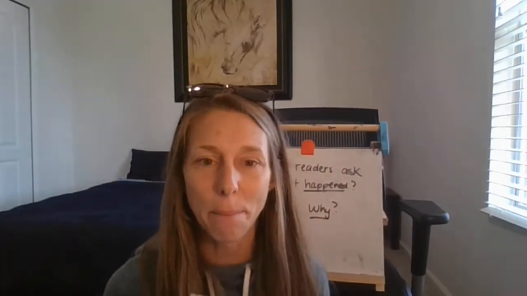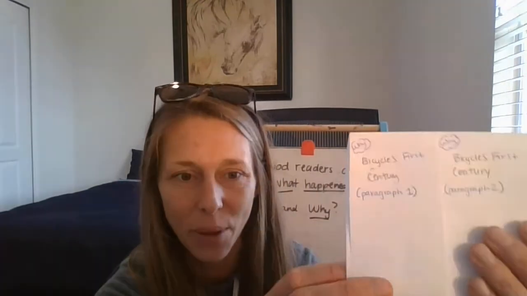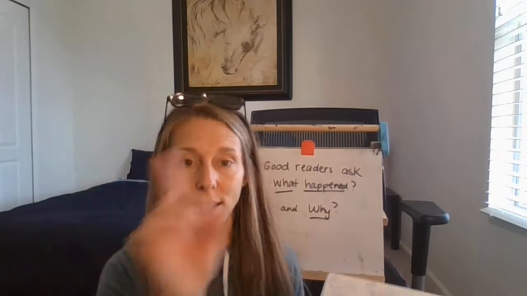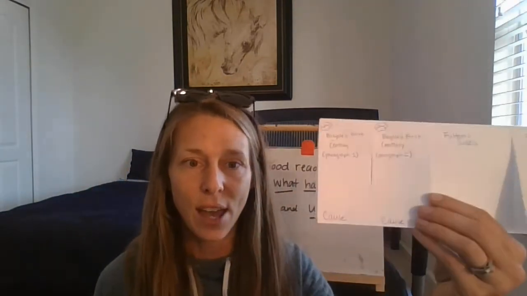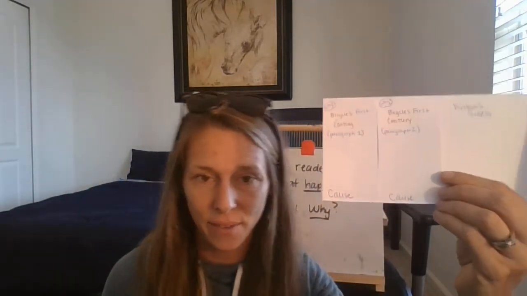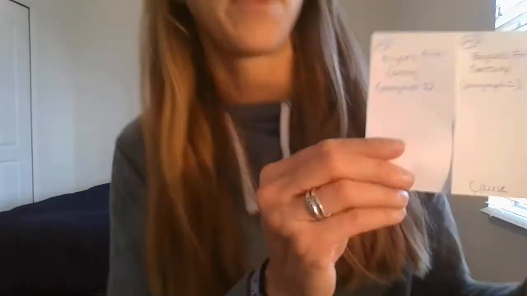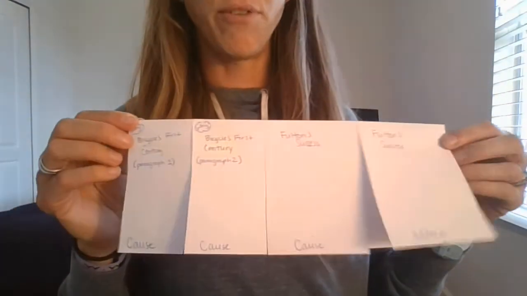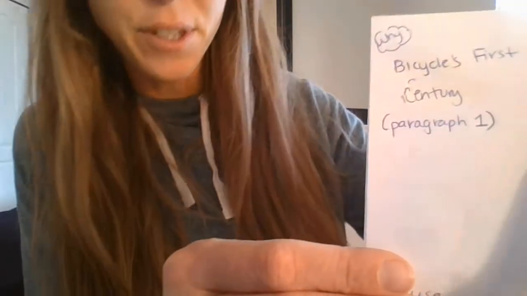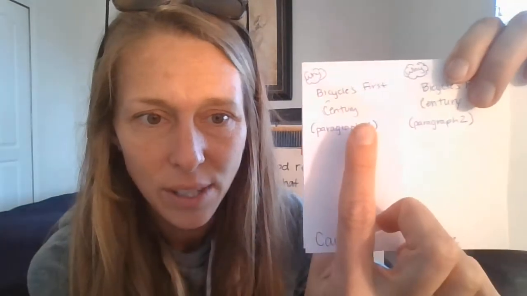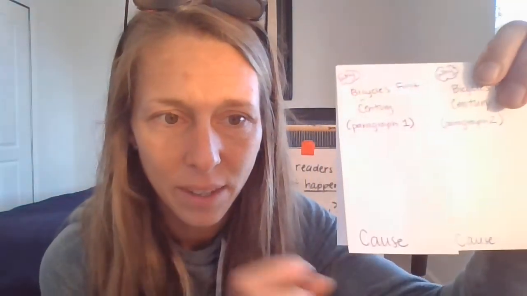You're going to read, it's called Bicycles First Century, okay? And you're going to find one what happened and why, cause and effect in the first paragraph, and one in the second paragraph. Now, I'm going to show you something to get you started, okay? So, once you have your flaps, there should be 4. On the first flap, make sure it says Bicycles First Century, paragraph 1, okay?